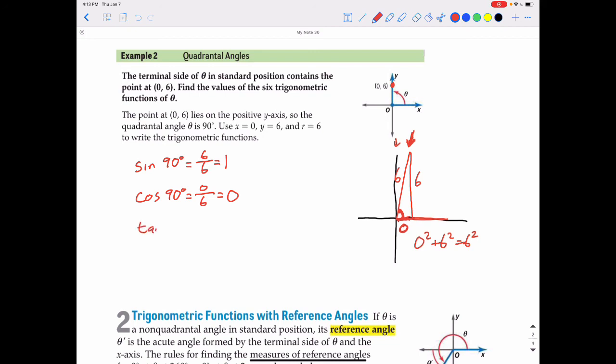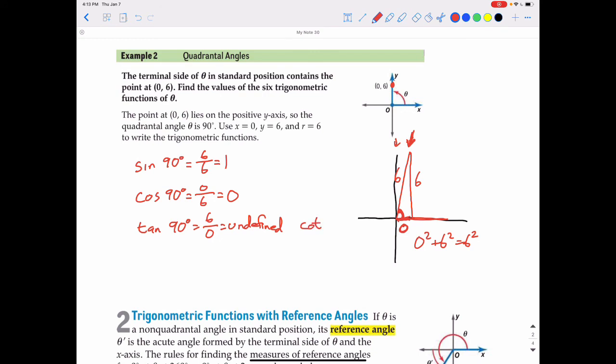And then the tangent of 90 degrees, that's opposite over adjacent. So the opposite side, remember we said, was 6, and the adjacent side is 0. Well, what's 6 divided by 0? Well, you can't do that, and so we actually would say that the tangent of 90 degrees is undefined. If you type in the tangent of 90 degrees, a scientific calculator will tell you it has a domain error.